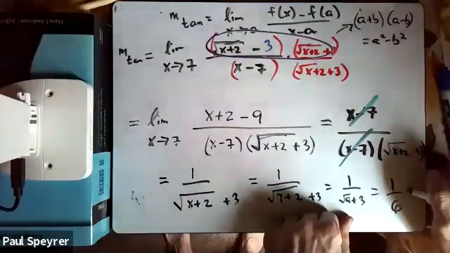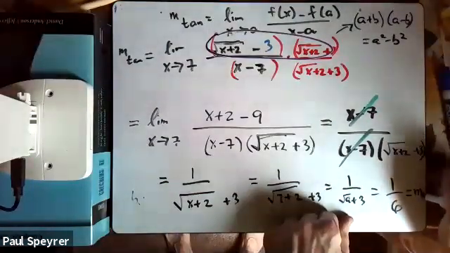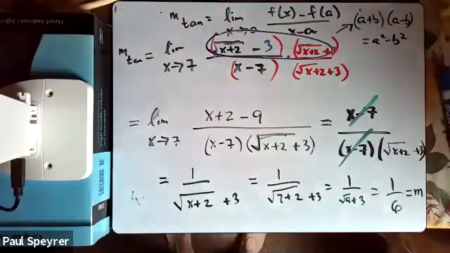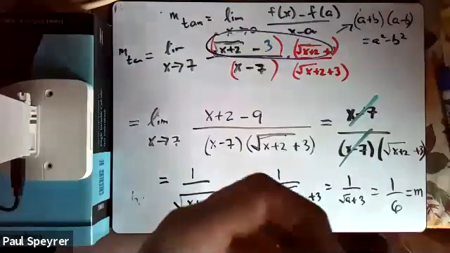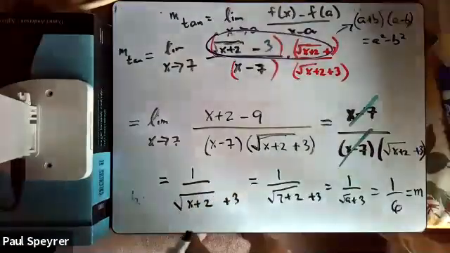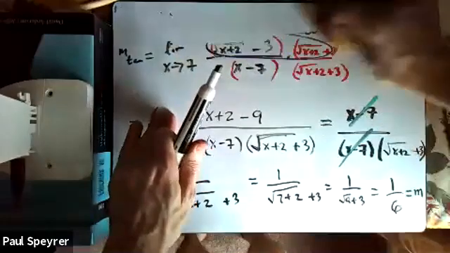Remember, this is just the tangent slope. That's just m. We're not finished. We need the equation, right? We need the equation of this line. So where do we go from here? The point slope formula.